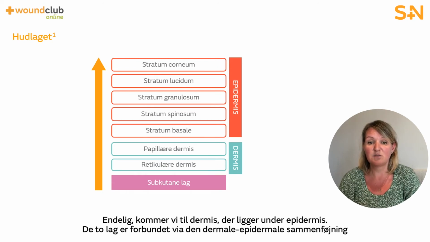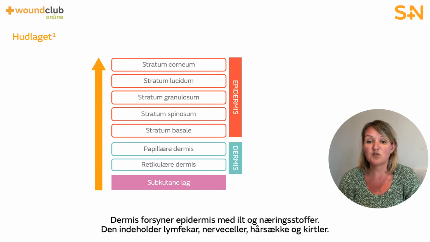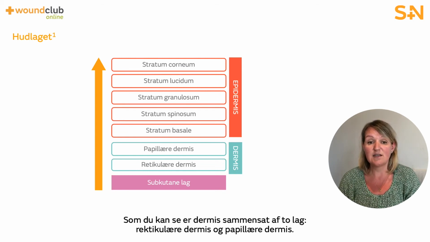Finally, we come to the dermis, which lies beneath the epidermis. It's firmly attached to the epidermis via the dermo-epidermal junction. It's responsible for providing nutrients and physical support to the epidermis. It contains lymph vessels, nerve endings, hair follicles, and glands. As you can see, the dermis is composed of 2 layers, the reticular and papillary layers.